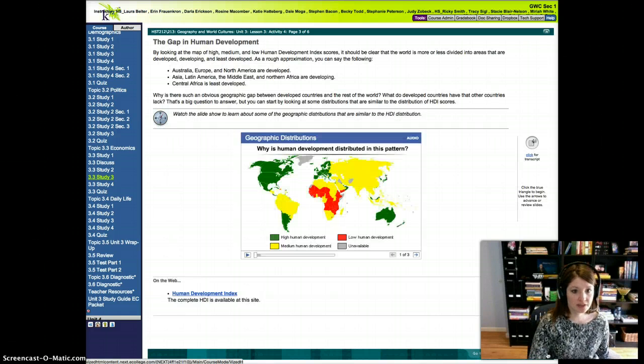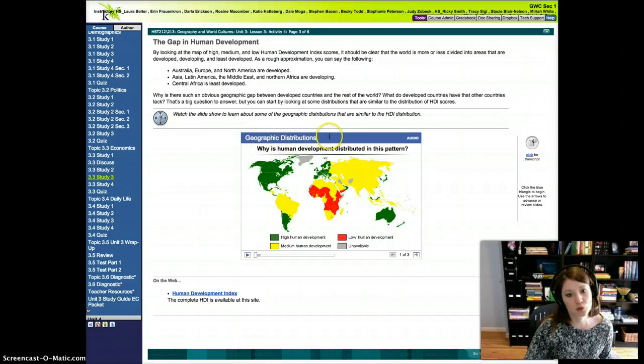The gap in human development. Now this one does have audio for the geographic distribution, so you'll probably want to log on and complete the page 3 activity by yourself. By looking at the map of high, medium, and low human development index scores, it should be clear that the world is more or less divided into areas that are developed, developing, and least developed.